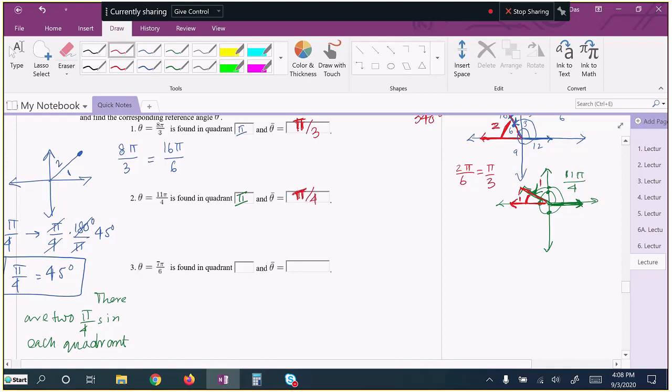So remember this process of finding reference angle, because as I said, this is going to be a major concept for us when we'll be evaluating trigonometric ratios for arbitrary given angles. Okay.